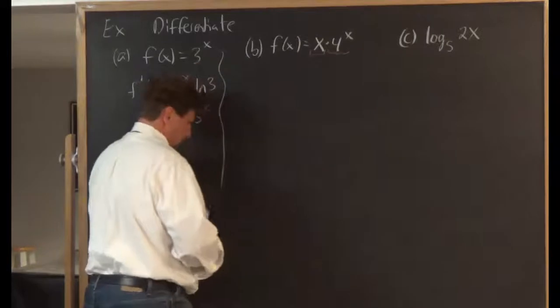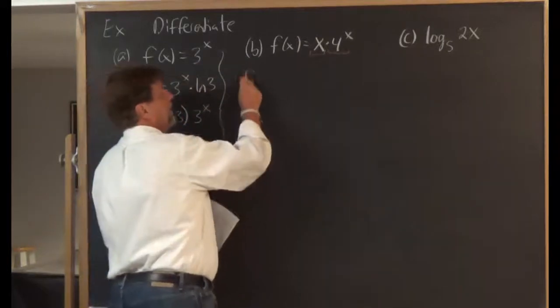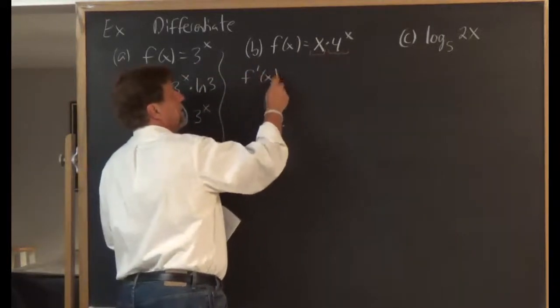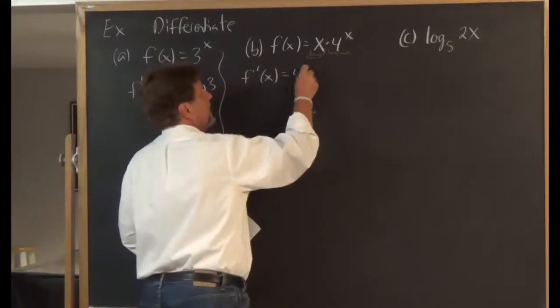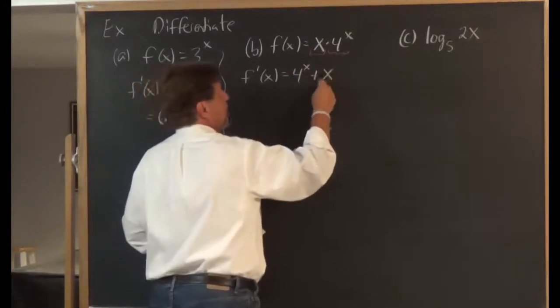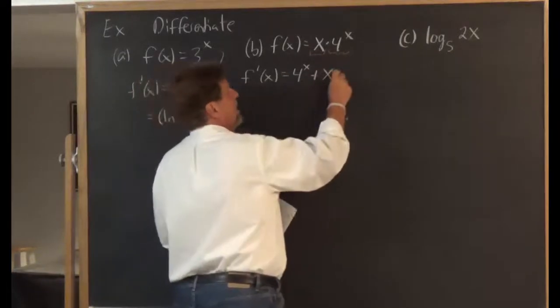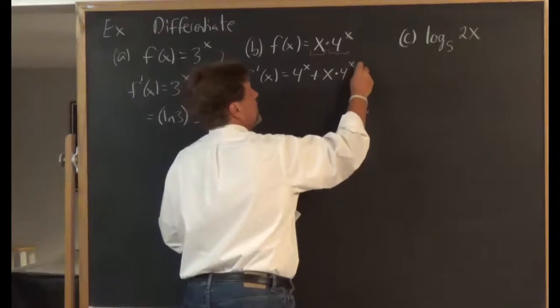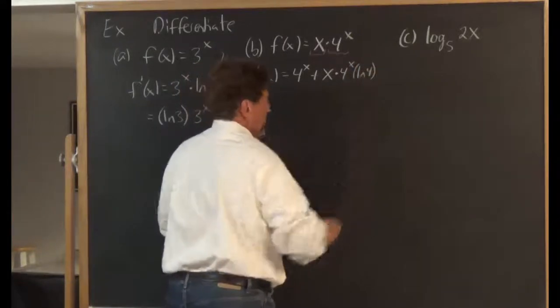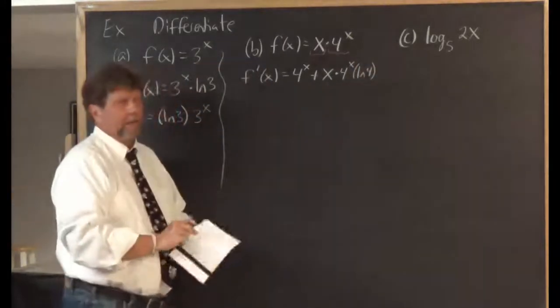Part B, we're going to have to use the product rule. So part B, see, the derivative is the derivative of the first function, which is 1, times the second function, plus the first function times, now the derivative of the second function is 4x natural log 4. And I'm just going to leave it like that.